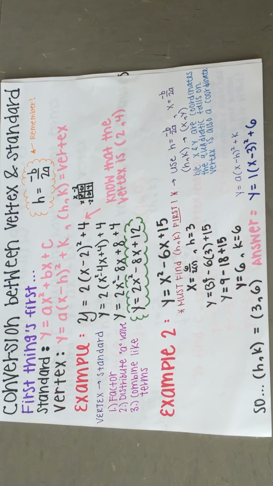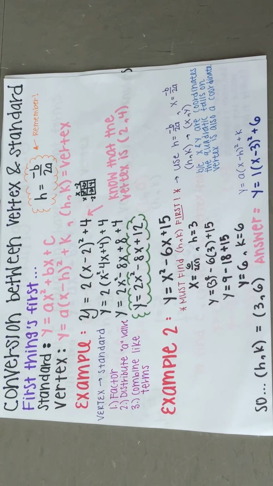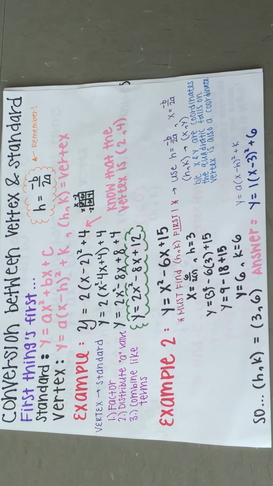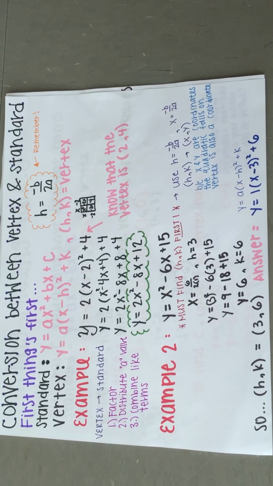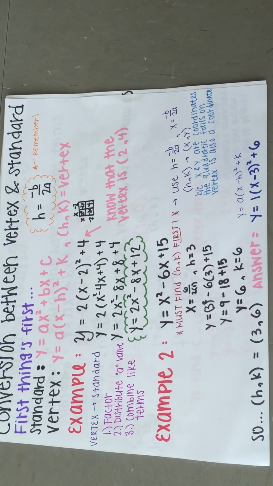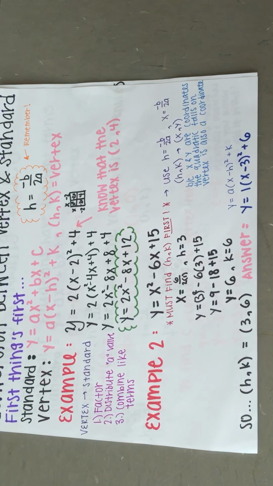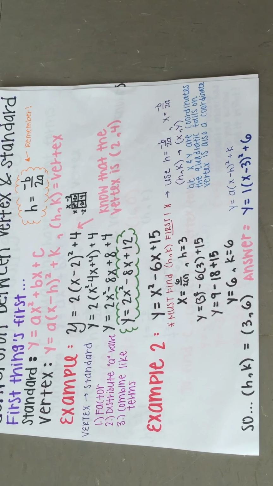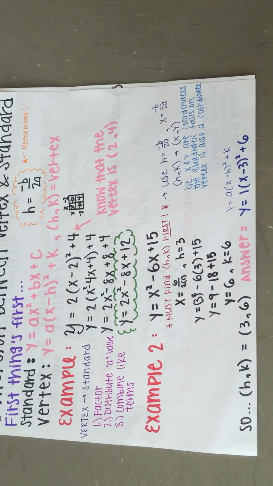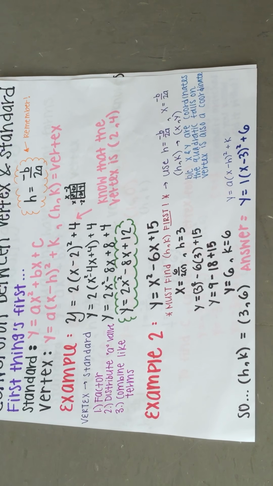Example 2, you're given the function y equals x squared minus 6x plus 15. You must find the vertex first, so you use h equals negative b over 2a. When you plug in the numbers into the formula, you get h equals 3. And then h is also equal to x because x and y are coordinates on the quadratic. So you plug in the 3 into the x. And when you get that, you get y equals 6 and k equals 6. So your vertex is 3, 6. So your final answer would be y equals x minus 3 squared plus 6.